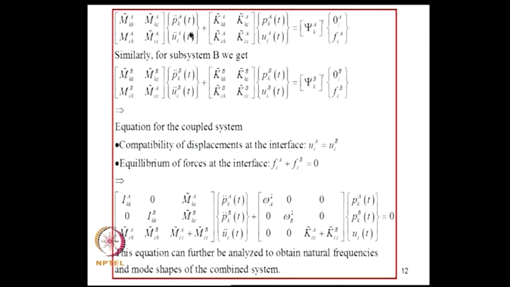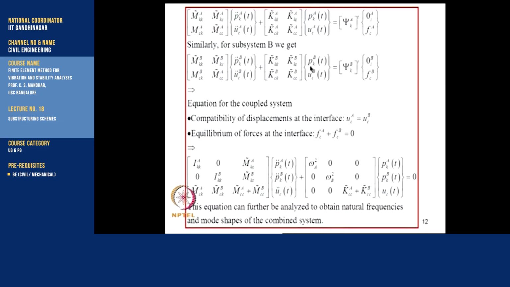So, this is the equation for substructure A at this stage in terms of, let me recall once again, the coupling degrees of freedom and pKa of T, which are the modes emerging from fixed interface model for the substructure. So, these together constitute the state vector. Similarly, for subsystem B, I can derive a similar equation. Okay.